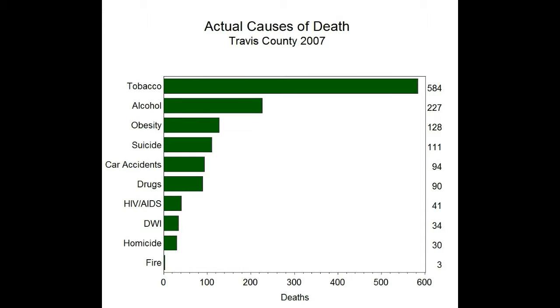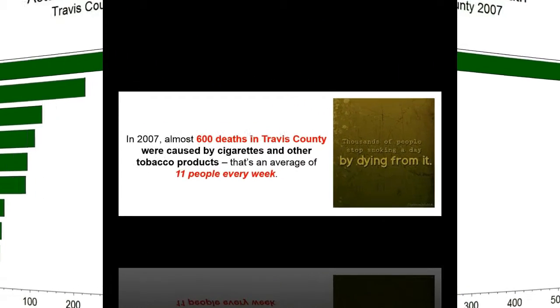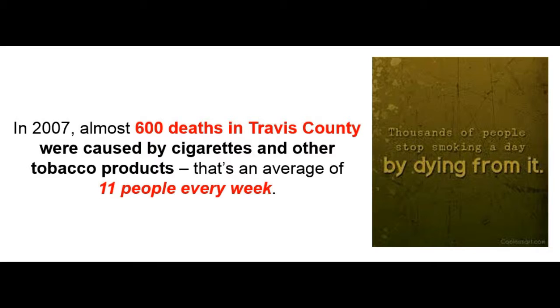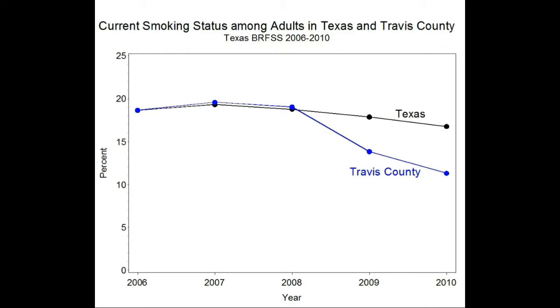In 2007, almost 600 deaths in Travis County were caused by cigarettes and other tobacco products. That's an average of 11 people every week. Smoking causes diminished overall health, such as self-reported poor health, increased absenteeism from work, and increased healthcare utilization and cost. As you can see from this graph, current smoking status among adults in Texas is 16.8% and in Travis County it is 11.3%.